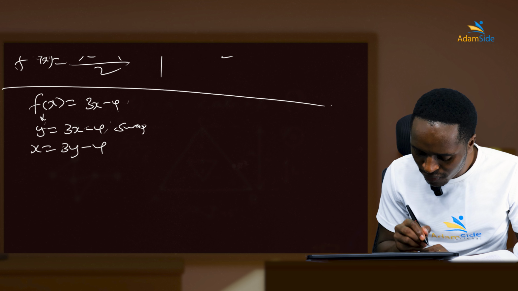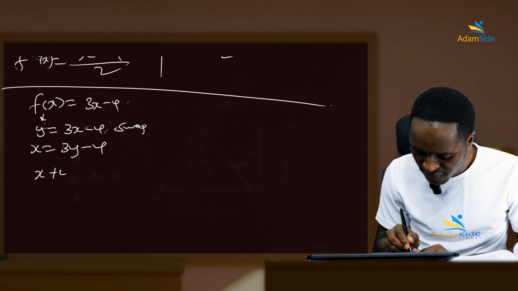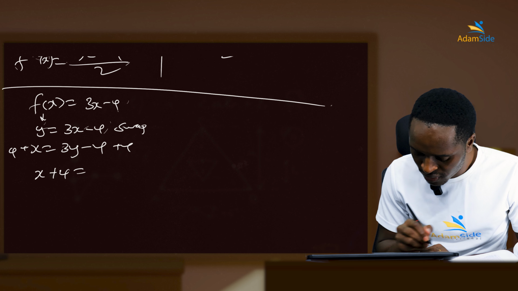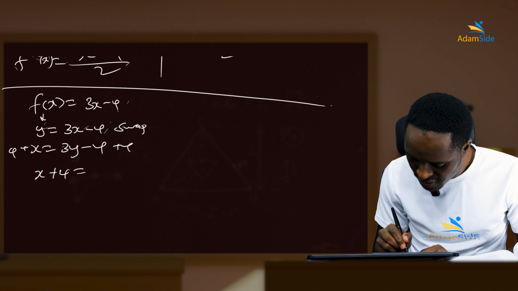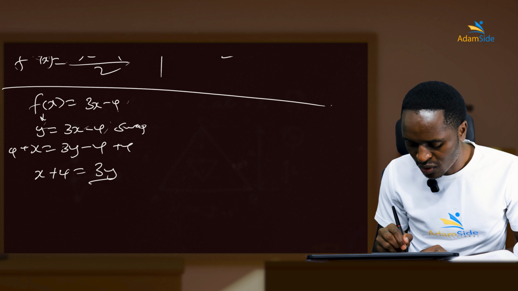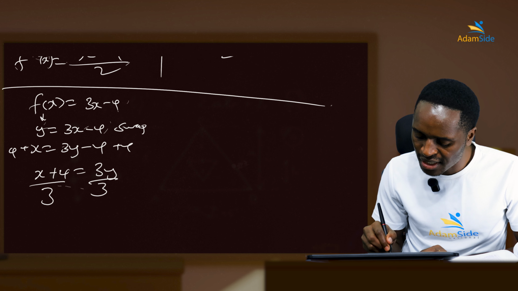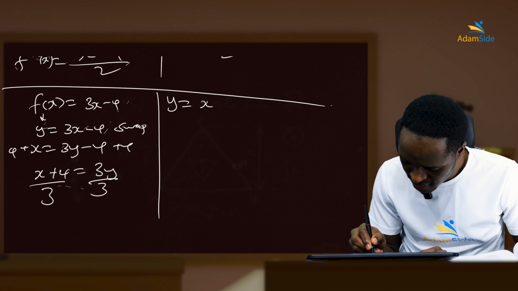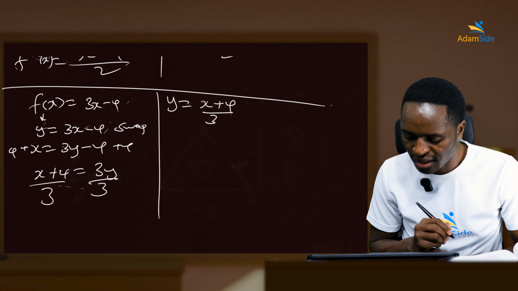You add 4 to both sides. So it's x plus 4. This side, if you add 4, it becomes 0. This side, if you add 4, it becomes plus 4. So x plus 4 is equal to 3y. Then divide both sides by 3 to make y the subject. Your answer will be y is equal to x plus 4 over 3.